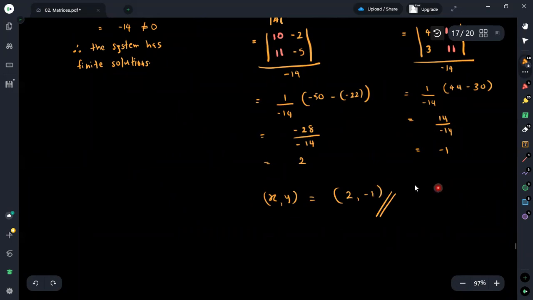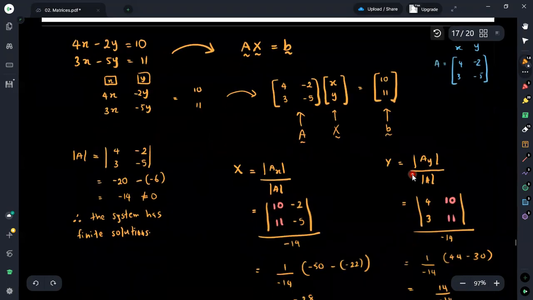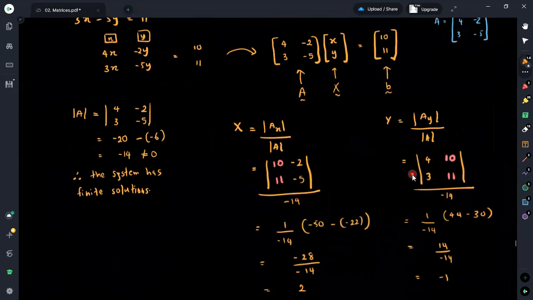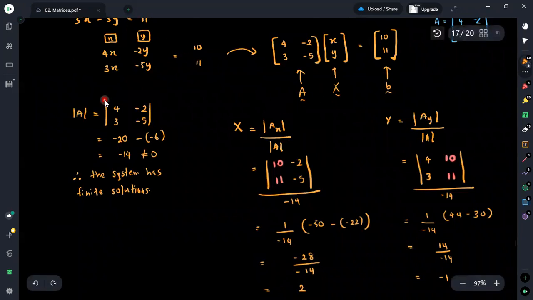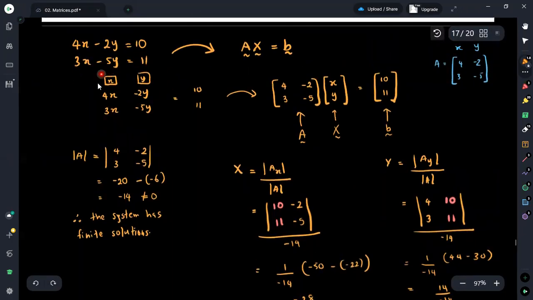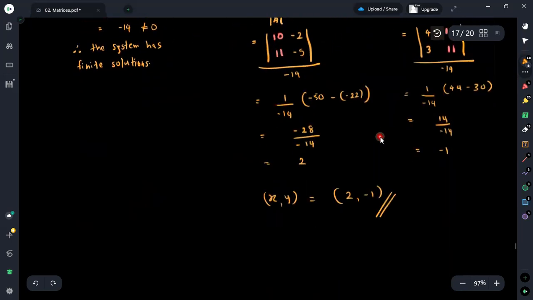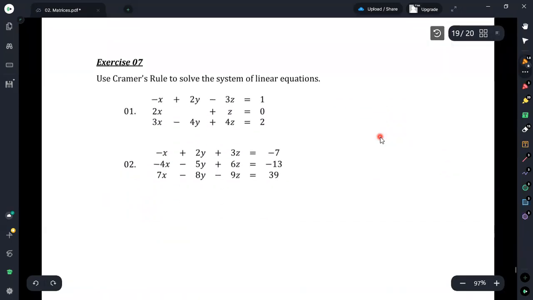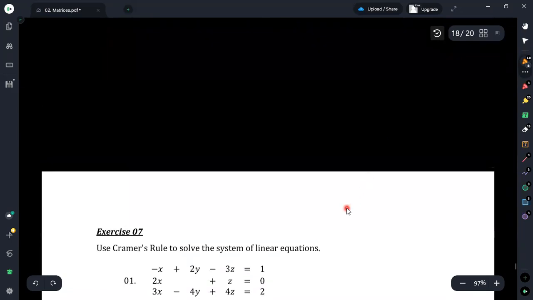Therefore, this is how we use Cramer's rule to obtain the solutions for a system of linear equations. Here I have used what we call the simplest method. It is a 2 by 2 matrix. Therefore, we can extend this up to a 3 by 3 matrix as well. I will take another example. Here I have just included an exercise.